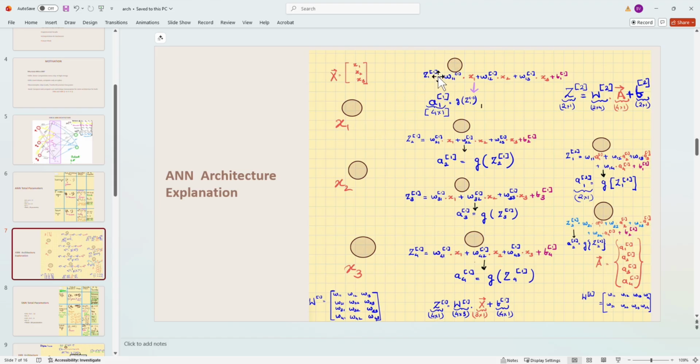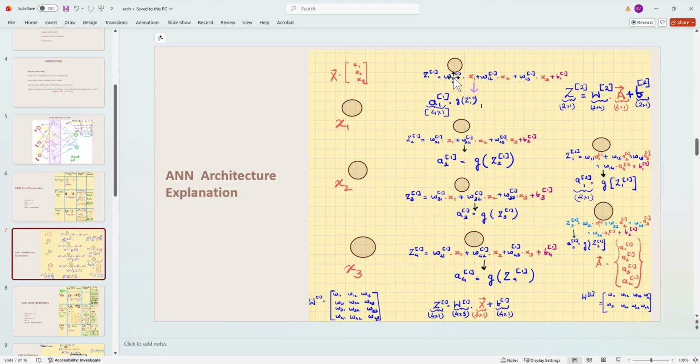Each neuron is given by this equation. This is the activation function of this particular neuron, and this activation function is a function of Z. Similarly for neuron 2, 3, and 4, each neuron has its own activation function. These 4 activation functions, A1 of 1, A2 of 1, A3 of 1, and A4 of 1, become the input for our output layer neurons.